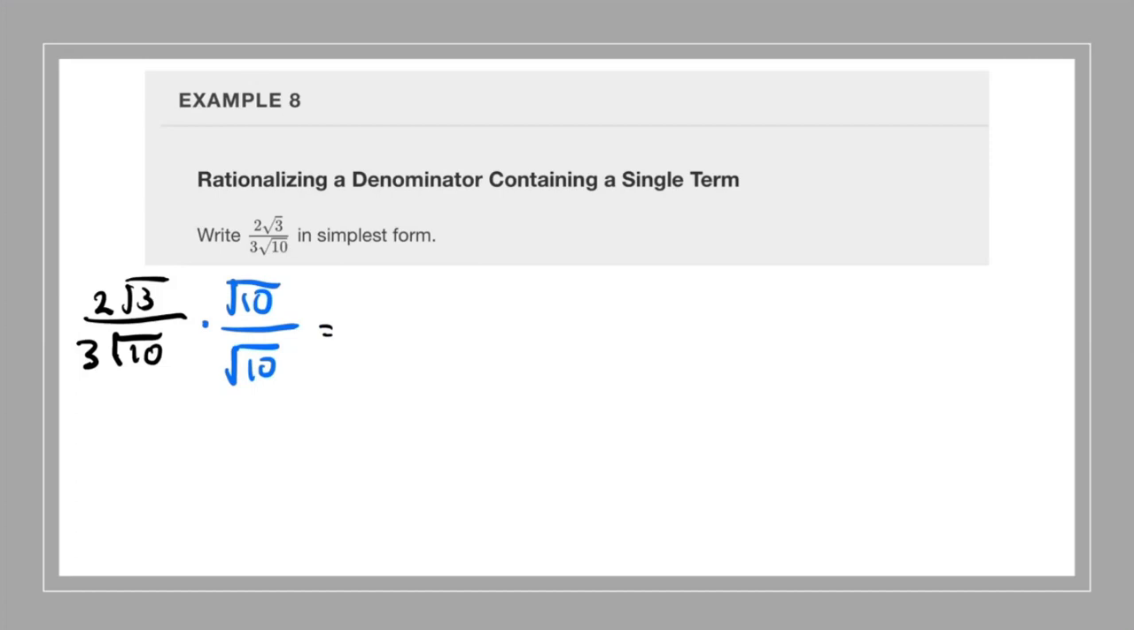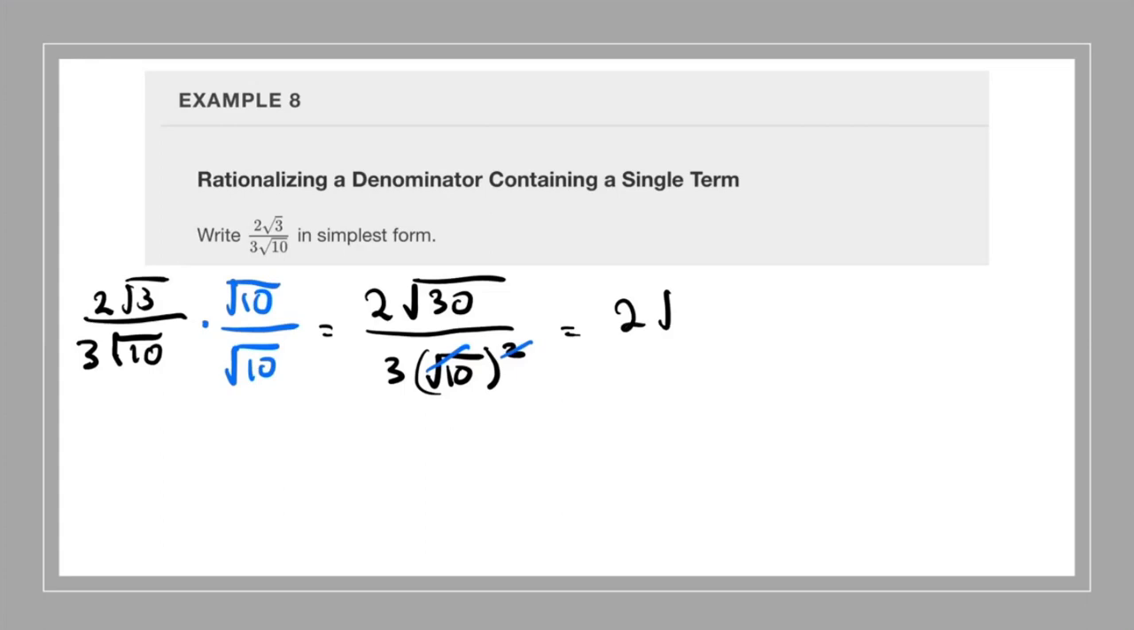So now on top, we're going to have 2 times the square root of 30. On bottom, we're going to have 3 times the square root of 100. But the square root of 100 is 10, right? You can also look at it like this: 3 times the square root of 10 squared. Notice square root and squared, those symbols cancel each other out. They're inverses of each other. So this symbol cancels this symbol. So 10 times 3 is 30. 2 times the square root of 30 over 30.